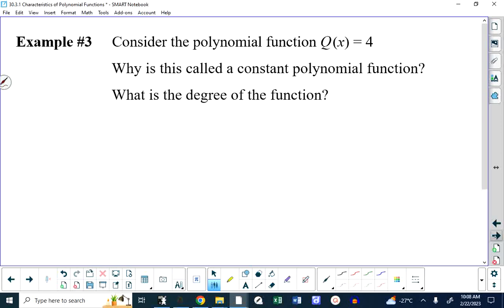Okay, so number 3. Here's a polynomial function. The fact that I wrote q of x doesn't matter. I could have written f of x or p of x or r of x. This is y equals 4. The question is, why is this a constant polynomial function? Why do you think we call it a constant polynomial function?